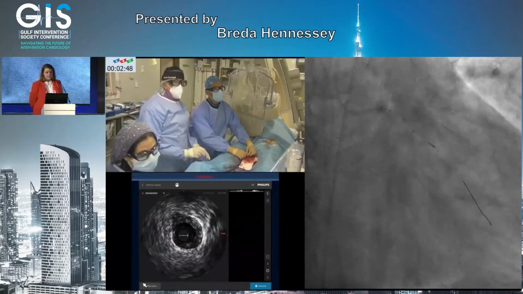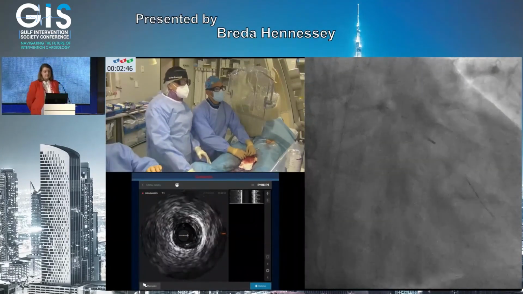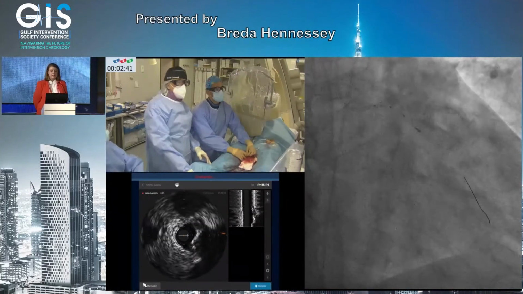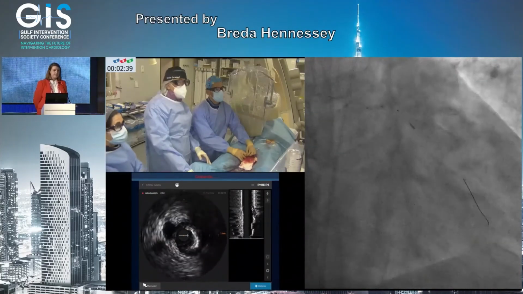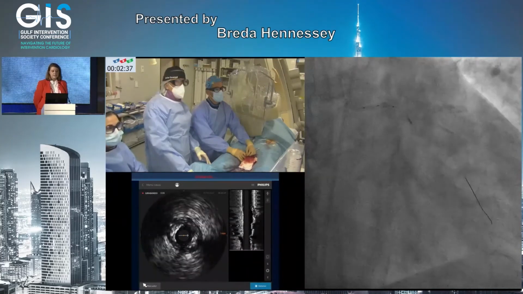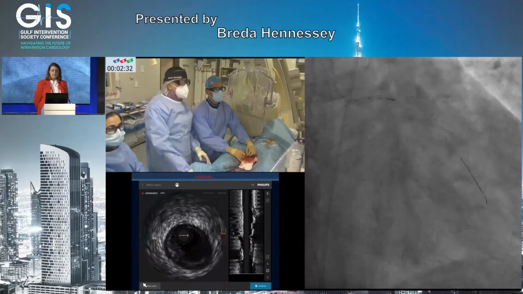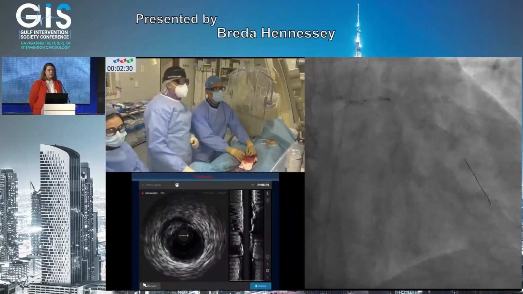Of course, we performed IVUS as well. So in the distal part, again, mixed plaque, maybe some areas of calcium. Overall, it appears to be very superficial with an arc of less than 180, and moving more proximal, we got the sense that there was a landing zone very near to an AV branch.